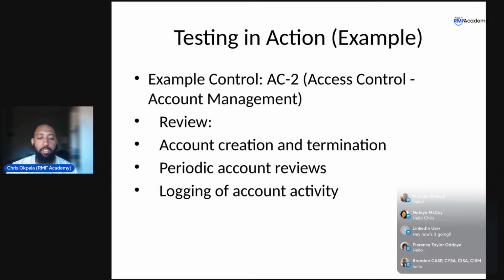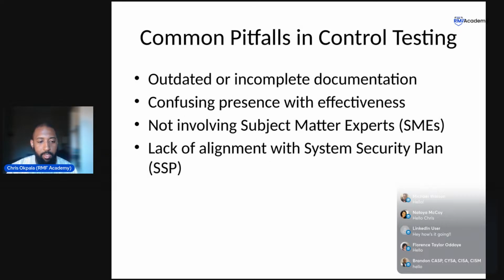Okay, testing in action. For example, you have AC-2, account management. It wants you to have account creation and termination, periodic account reviews, and login and account activity. All this can be processed in something called the access control policy. If it's in there, it's been reviewed, you verified how the process is, and you get the documentation signed. That's how you test the control to make sure those are in place, and then you use that documentation as evidence.